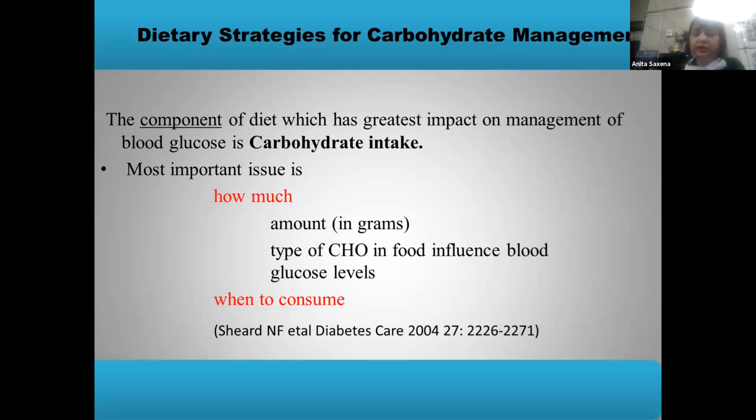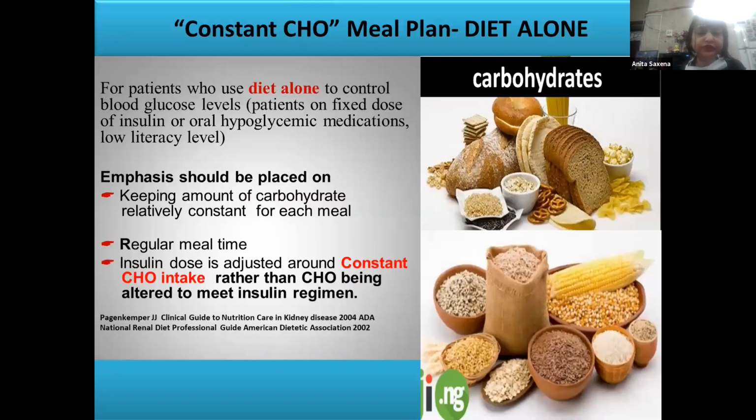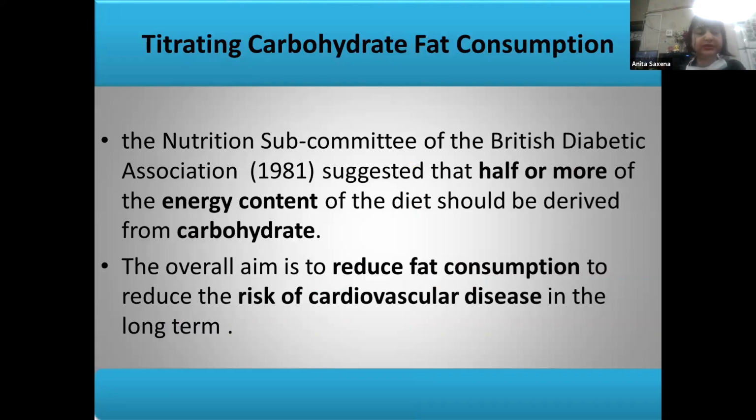Now, the component of diet which has greatest impact on management of blood glucose is carbohydrate intake. The most important issue here is how much, in amounts, and the type of carbohydrate in food influences blood glucose levels, and when to consume it. So for patients who use diet alone to control blood glucose levels, they must emphasize keeping the amount of carbohydrate relatively constant for each meal. They should have regular meal times, and insulin dose should be adjusted around the constant carbohydrate intake rather than carbohydrate being altered to meet the insulin regimens.